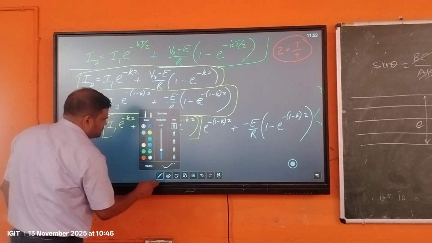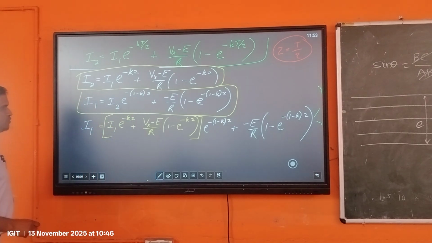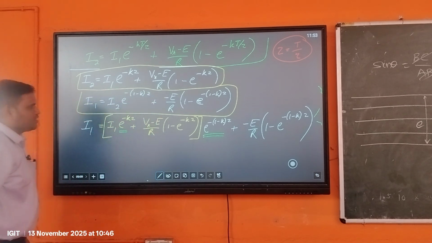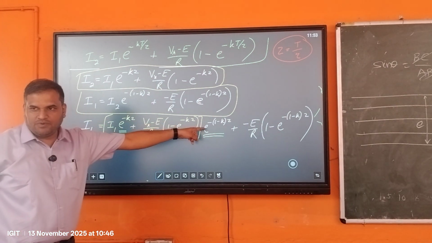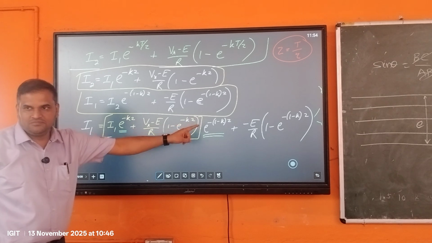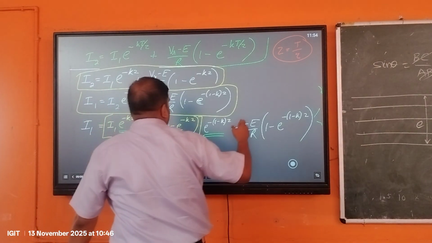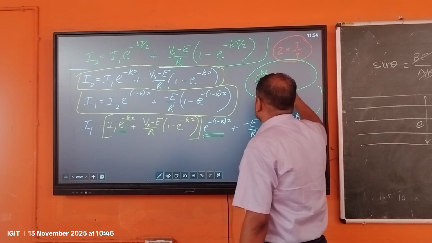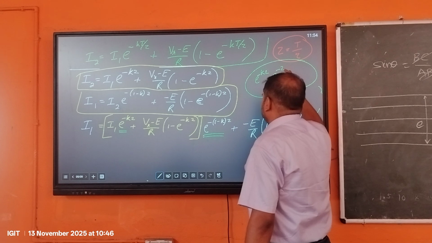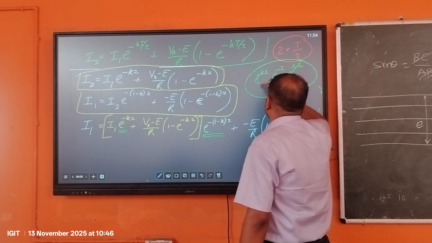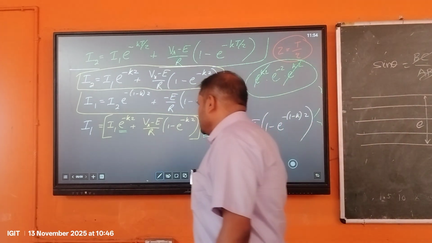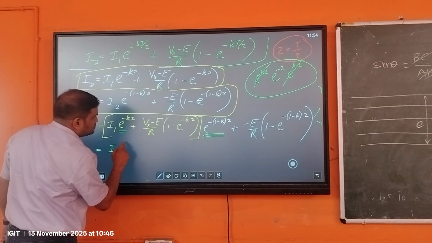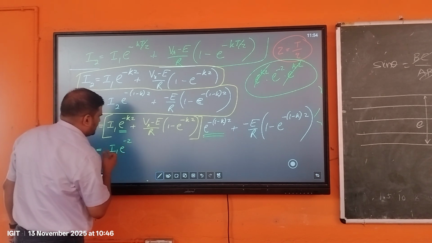Now the real work comes out. What is the value now? This and this. Remember to multiply this term and this term: e to the power minus kz, e to the power minus z plus e to the power kz. If we just do some rough work here, e to the power minus kz into e to the power minus z into e to the power kz. So this term will cancel. So we can write this as I1 e to the power minus z, correct?